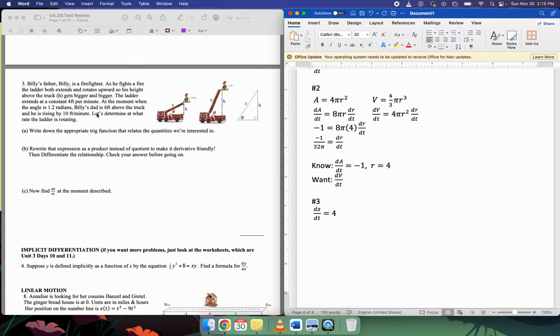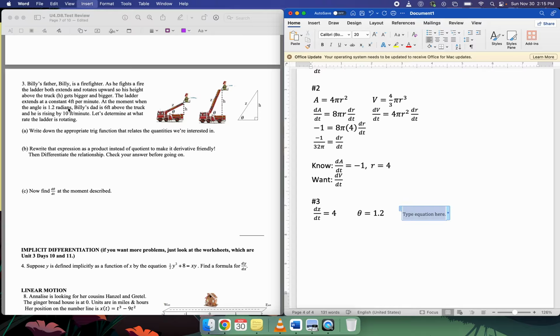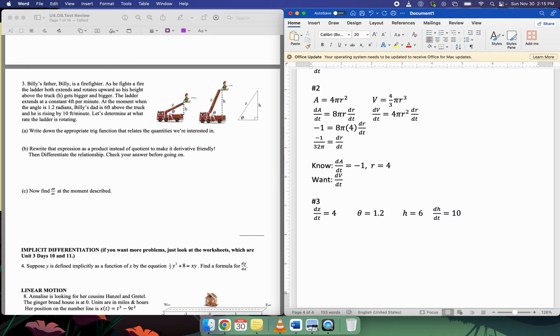It's that the derivative, the rate of change, is always the same. Anyway, at some moment, the angle is 1.2 radians, so theta is 1.2. By the way, when they say theta is 1.2, they mean 1.2. It doesn't mean 1.2 pi. Don't insert a pi there. Okay, Billy's dad is 6 feet above the truck. So at this moment h is 6. And he's rising by 10 feet per minute. So I think that means dh/dt is 10. Okay.